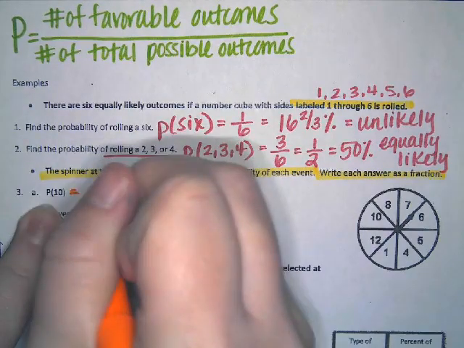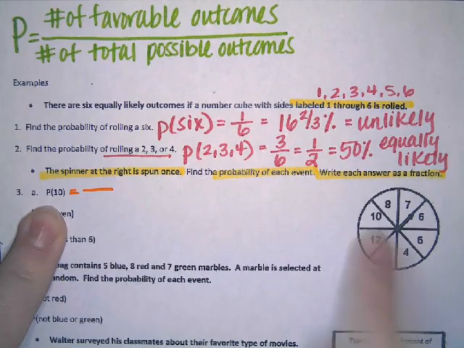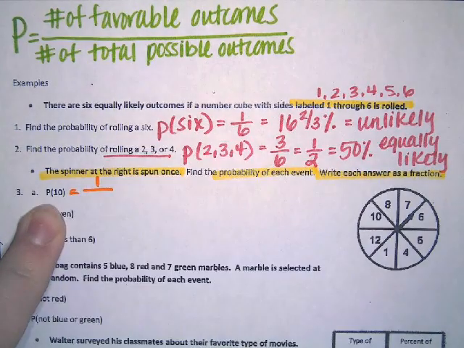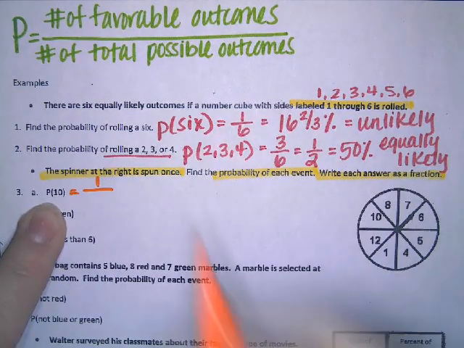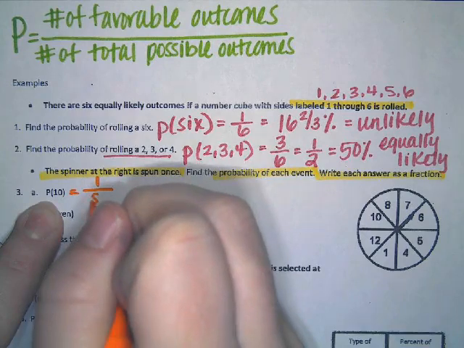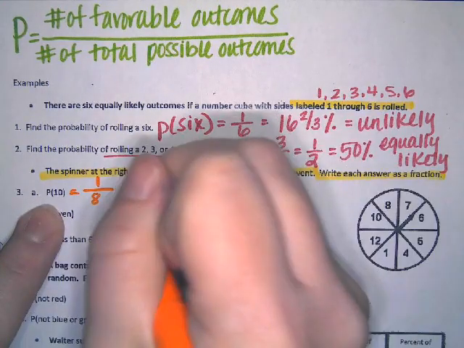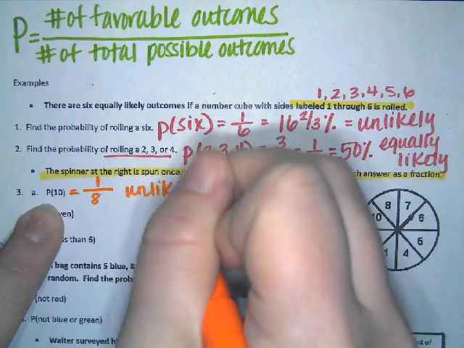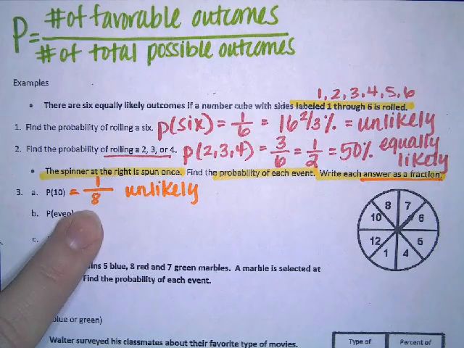There is only one number 10 on my spinner, so that is my number of favorable outcomes. However, I have a total of 8 possible outcomes. A 1 out of 8 chance is very unlikely. Because it told me to write my answer as a fraction, I'm going to leave it as 1/8.